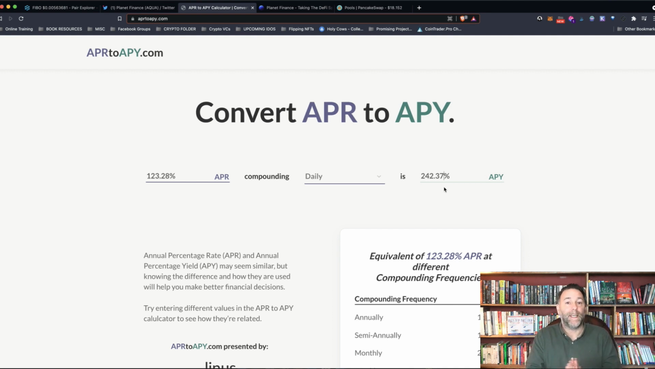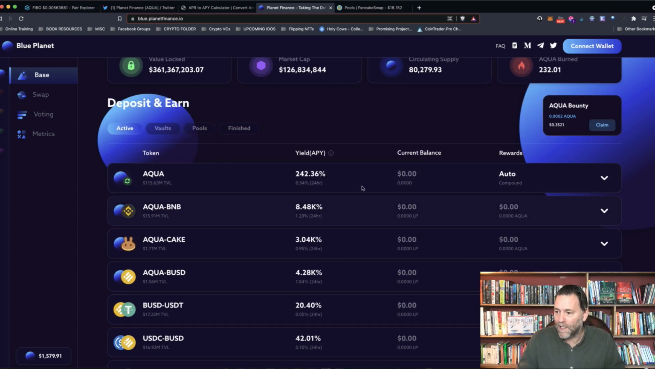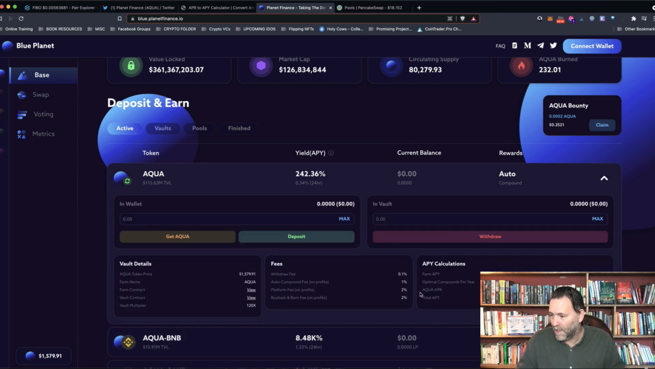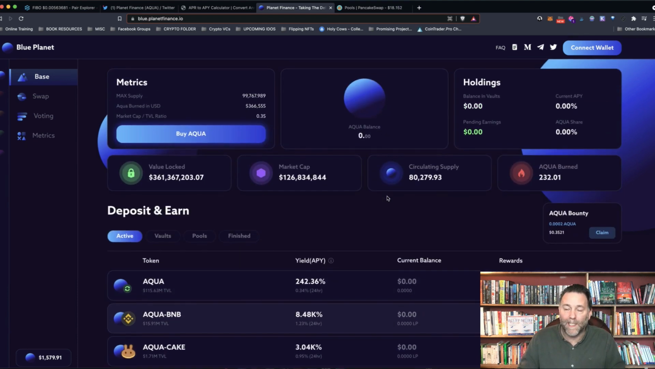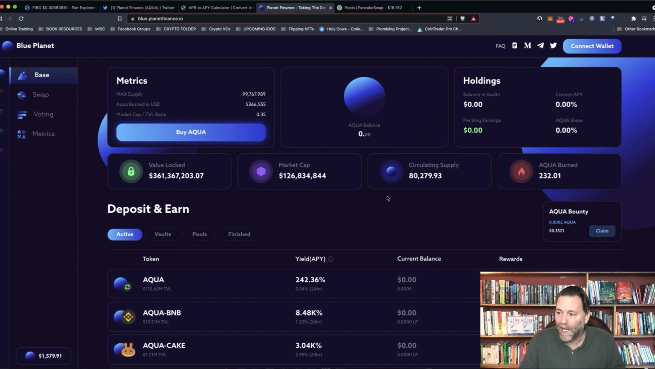So APY is what you're looking to do, and the figure you're looking for when you're looking at yield farming as well. And you can see the APY quite clearly here for Aqua token, 242%. But you'll also see it'll give you a figure for the APR as well. Aqua APR is 123% and the total APY is 242%. So that is the difference between APR and APY, and it's good to know these figures because you really want to look at the APY figure, and the higher the APY, the better.